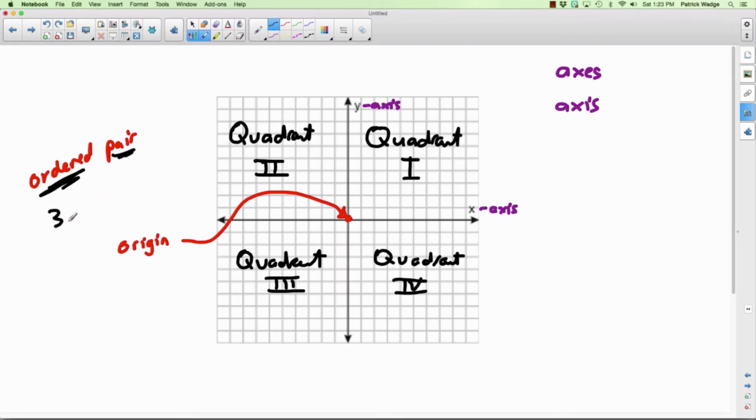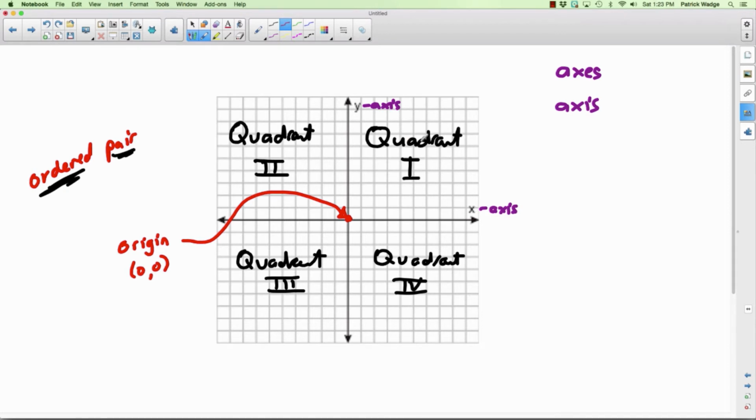If you write 3, 5, that's an ordered pair, but it's certainly a lot different than 5, 3. So we need to make sure we put it in the right order. All right, let's go back and talk about the origin for a second here. This ordered pair for the origin is 0, 0. If you wanted to represent that point, it's 0, 0.